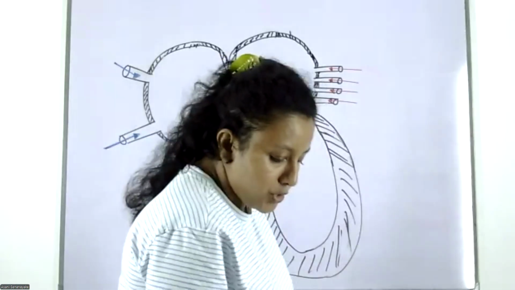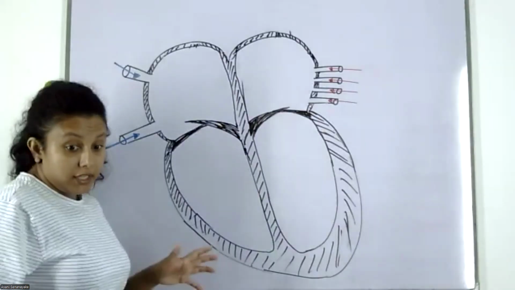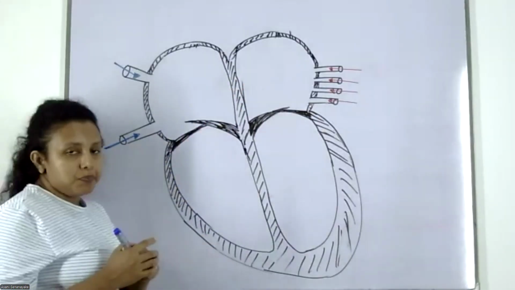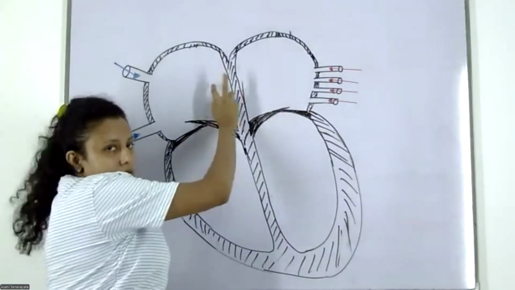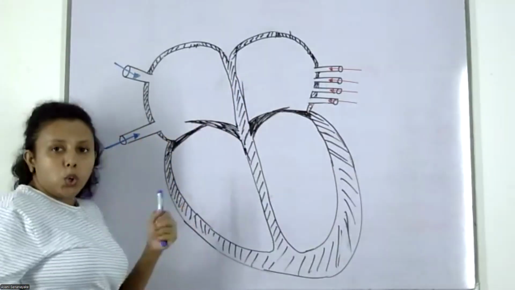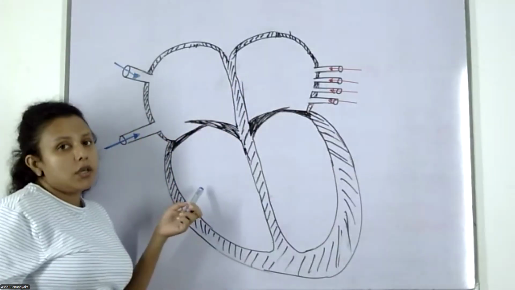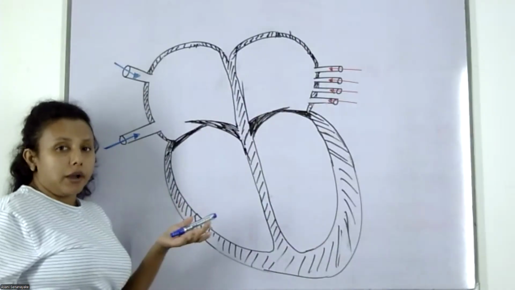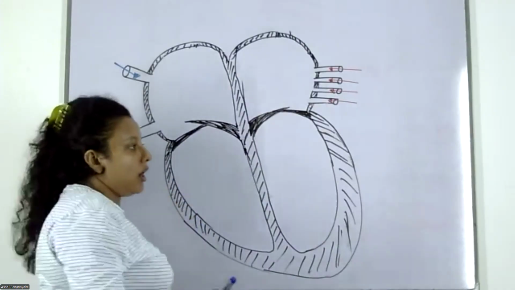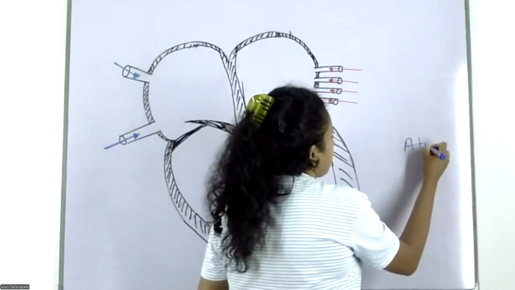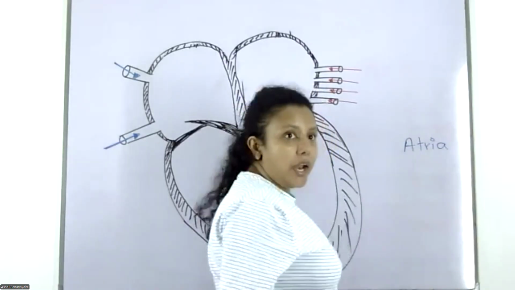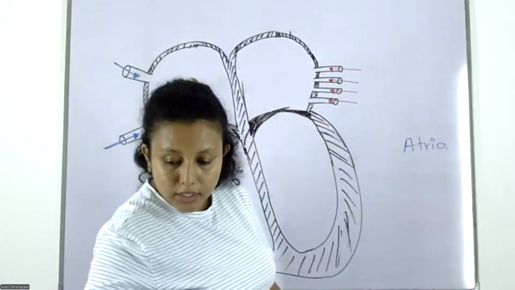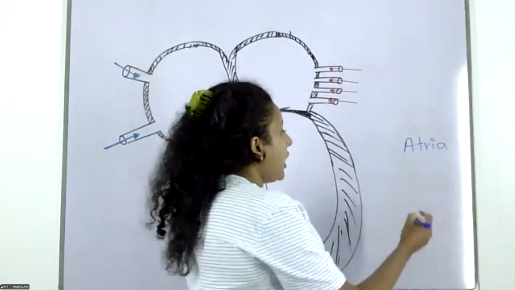Listen carefully. Normally there are four chambers: two upper chambers and two lower chambers. The upper chambers are called atria. The plural name is atria. And the singular name is atrium.